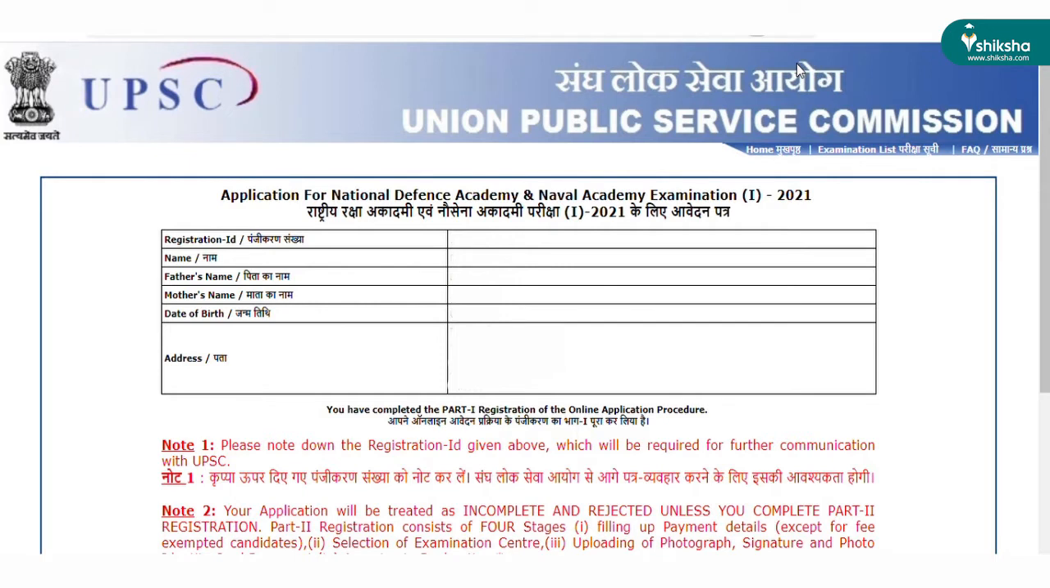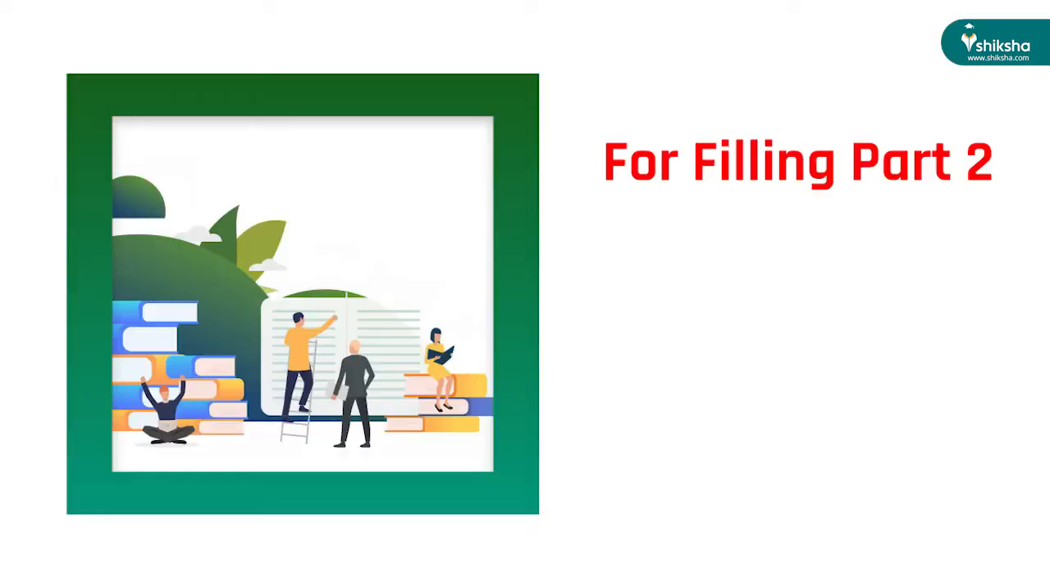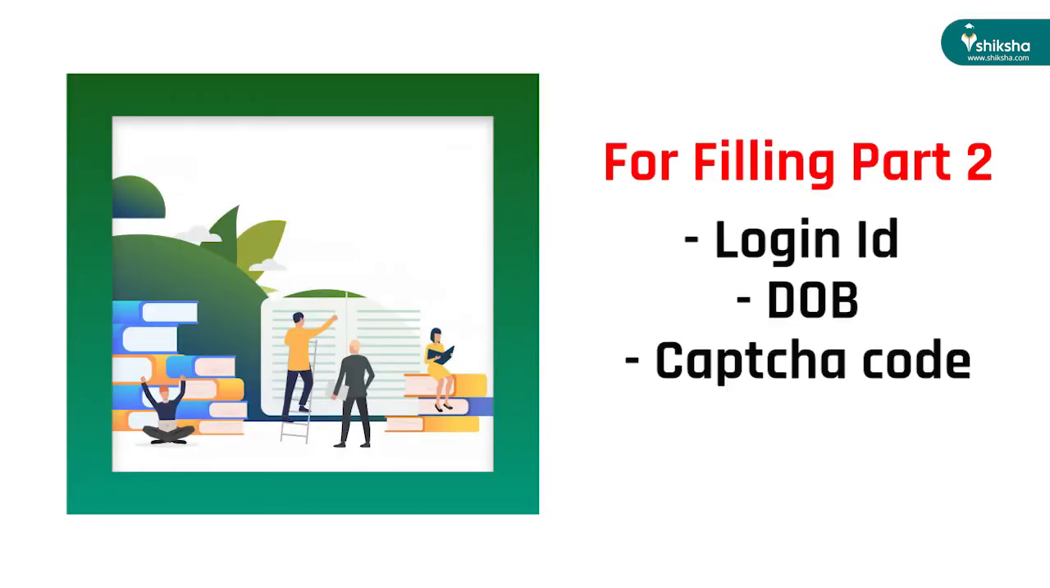The page also shows other details such as name, father's name, date of birth, email ID, etc. With this, the part 1 registration is completed. The registration ID is also sent to the candidate's registered email ID. To fill the part 2 application form, candidates need to enter their registration ID, date of birth and CAPTCHA code.